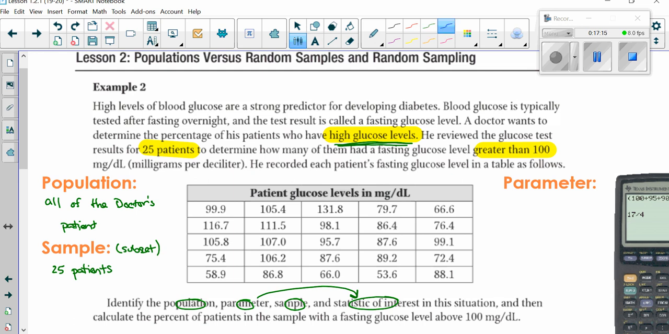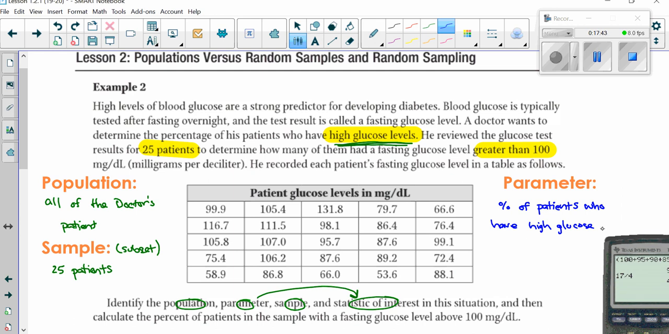All right, and then the parameter, we don't want to actually calculate it, we just want to describe what it is. The parameter is the percent of patients who have high glucose levels. Okay, so again, the parameter is just describing what he's doing this whole study to determine: what percent of his patients have a high glucose level.